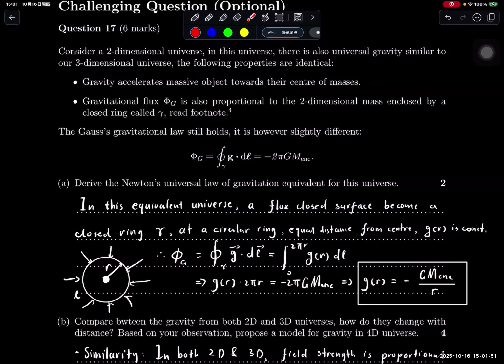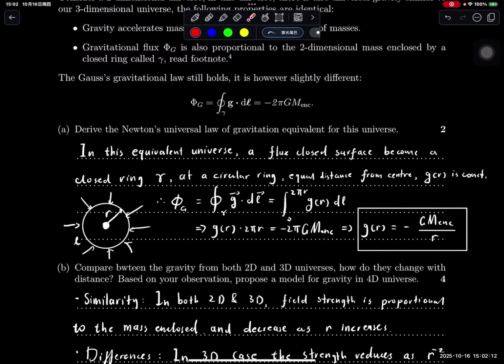Two-dimensional means we only have x and y. So we have a mass here, surrounded by this imaginary curve called gamma, and we're saying that it's a gravitational field. The equivalent Gauss's law for gravitational field is given as this equation, and we can derive the gravitational field in this two-dimensional universe. Because of circular symmetry, on the circle the gravity should be the same everywhere, so G is constant around the circle. You integrate through the whole circumference to get that equation and rearrange to get this.